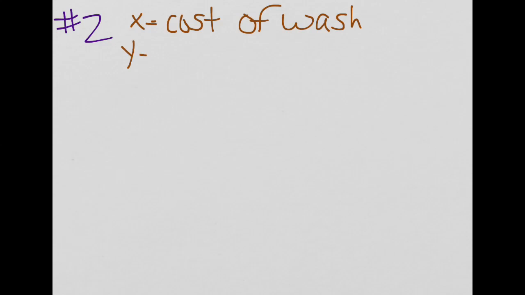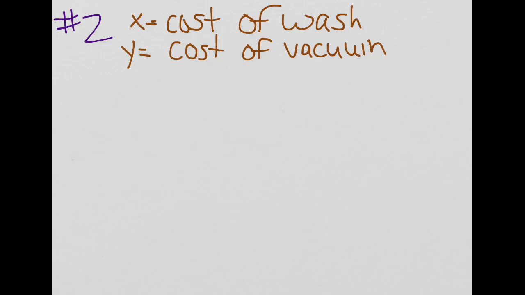So that last sentence helps us to define our variables. X is going to be the cost of a car wash. Not just how many times they wash a car, but the cost of a car wash. And Y is going to equal the cost of vacuuming the car. And so now we can set up our system of equations. We can write 2 equations to represent this word problem.